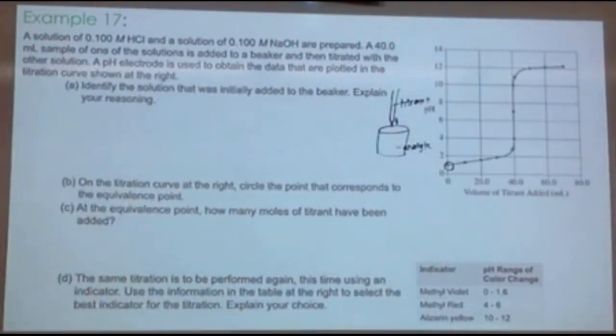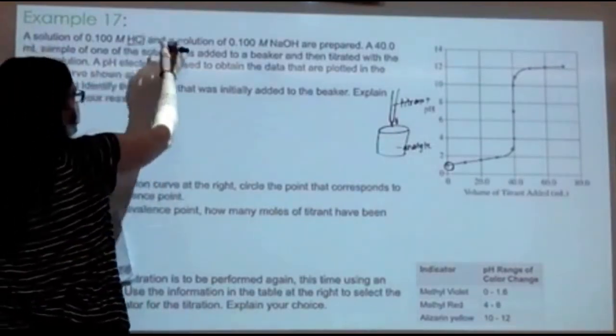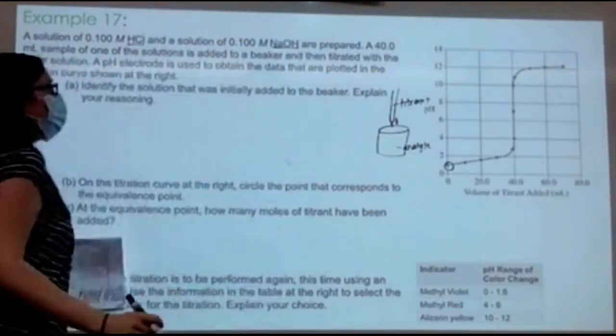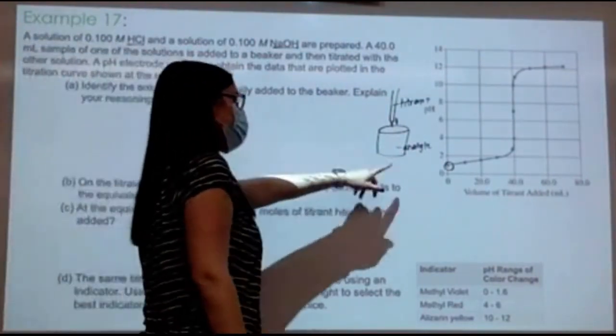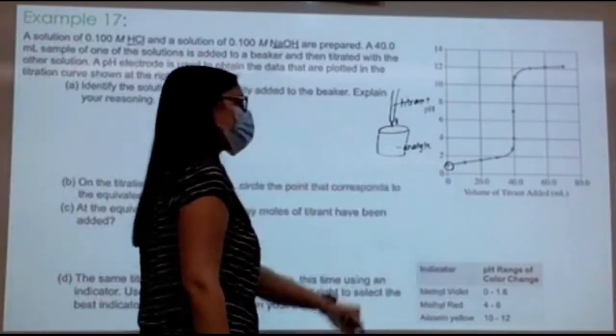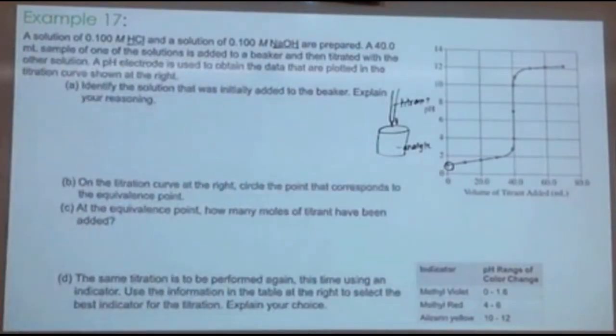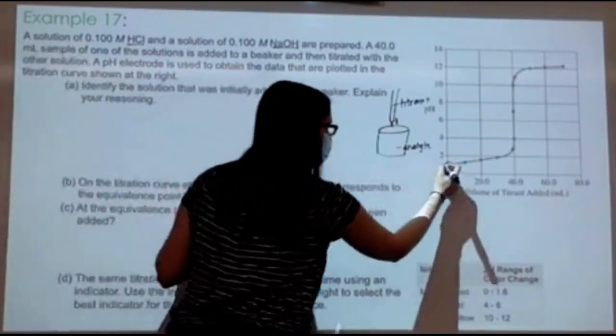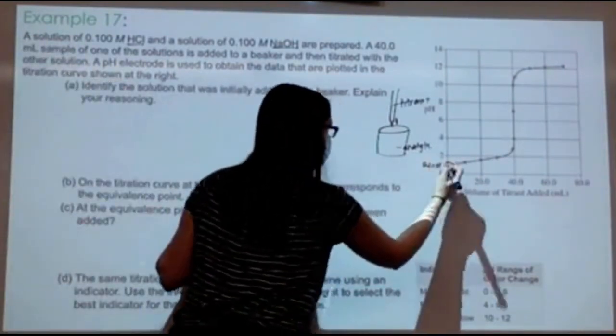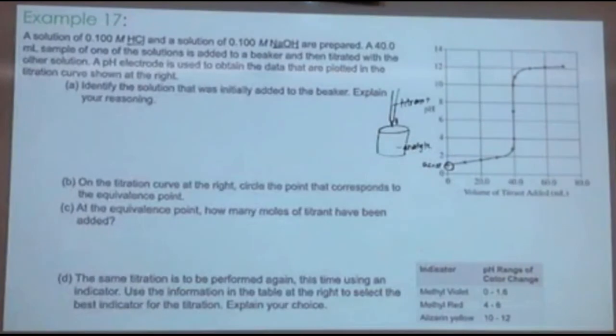So we can take a look at the starting pH. We know that we have two options. We have HCl and we have NaOH. So we either have a strong acid or a strong base. It's asking us what are we starting with. So if the pH is about 1, what's going to be in the beaker? The acid. Right? The acid is going to be in the beaker because a pH of 1 is acidic.